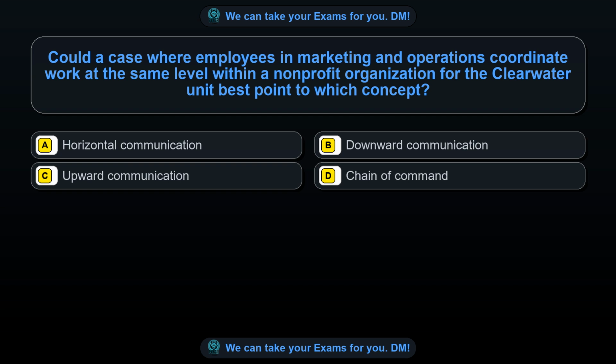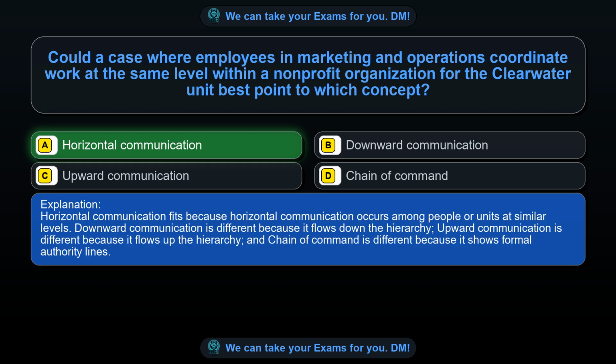Option A, horizontal communication. Option B, downward communication. Option C, upward communication. Option D, chain of command. The correct answer is option A, horizontal communication. Horizontal communication fits because horizontal communication occurs among people or units at similar levels.